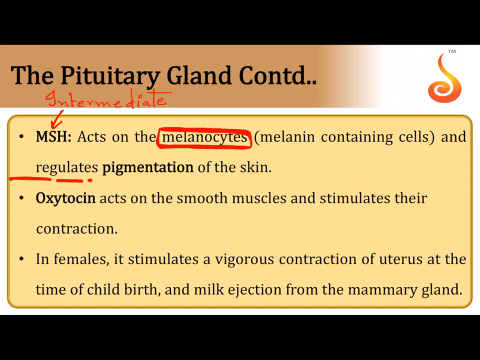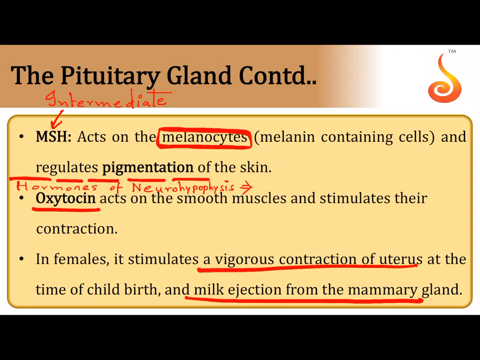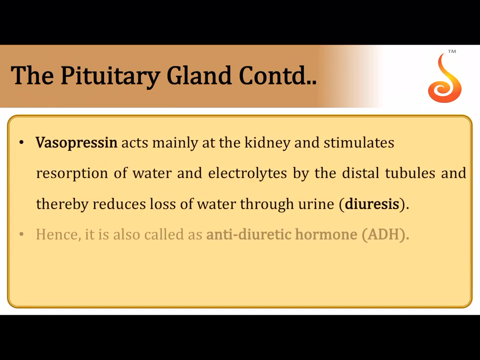Now I will put a dashed line here. Now what I'm going to tell you about here are hormones which are released by the neurohypophysis. By now you know that neurohypophysis means posterior pituitary gland. I told you that the neurohypophysis releases these hormones, but actually they are coming from the hypothalamus. Oxytocin is responsible for vigorous contraction of uterus and also helps in milk ejection from the mammary gland. And the other hormone is vasopressin, secreted by the posterior pituitary.